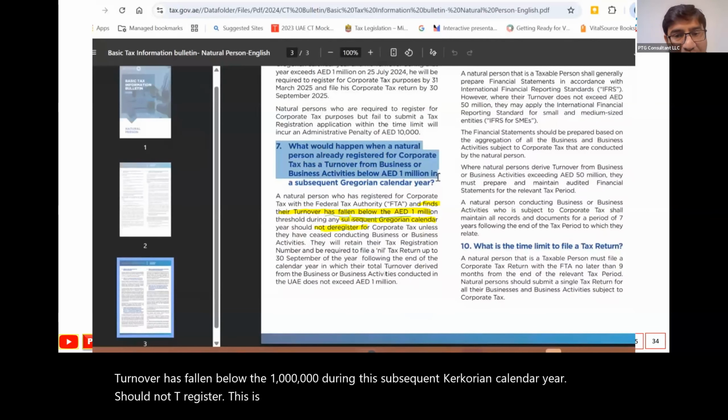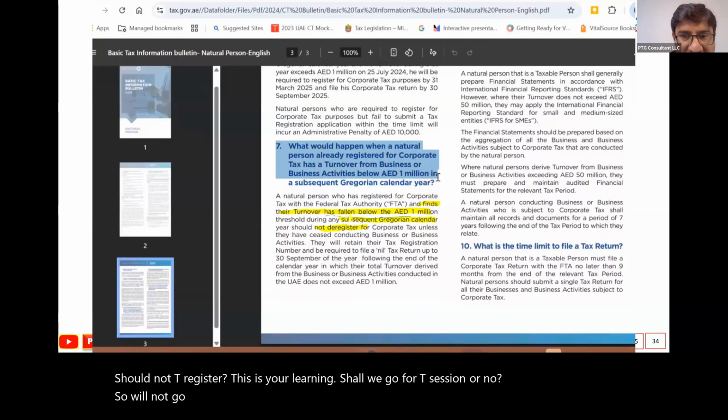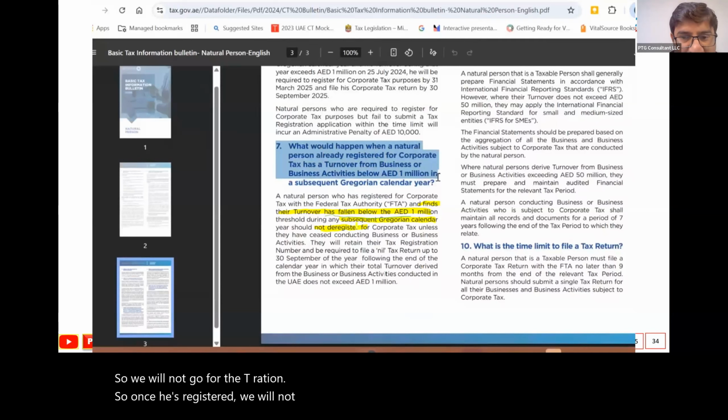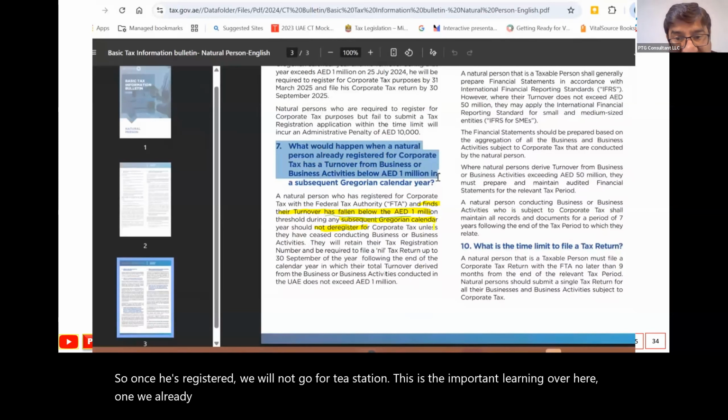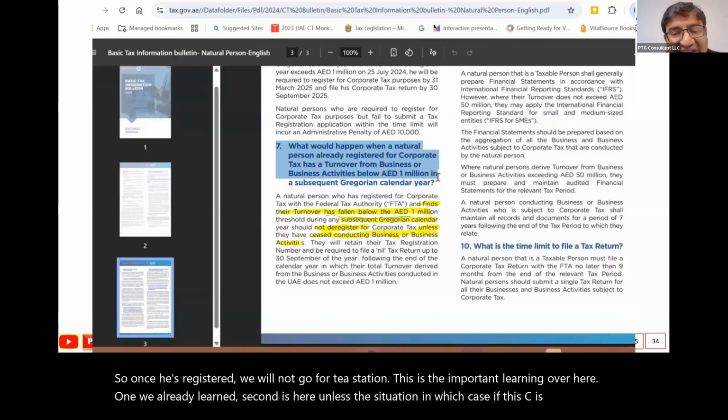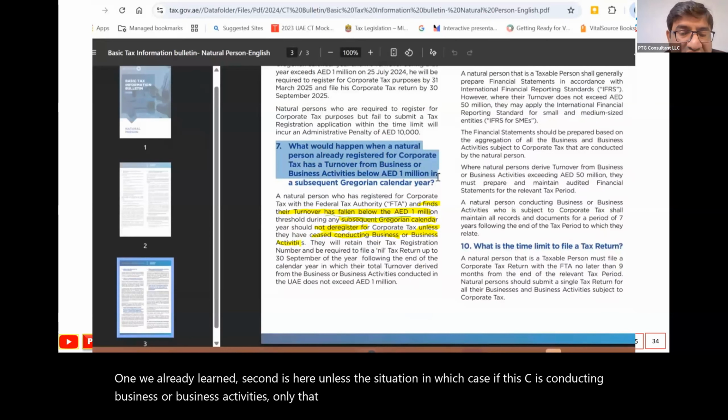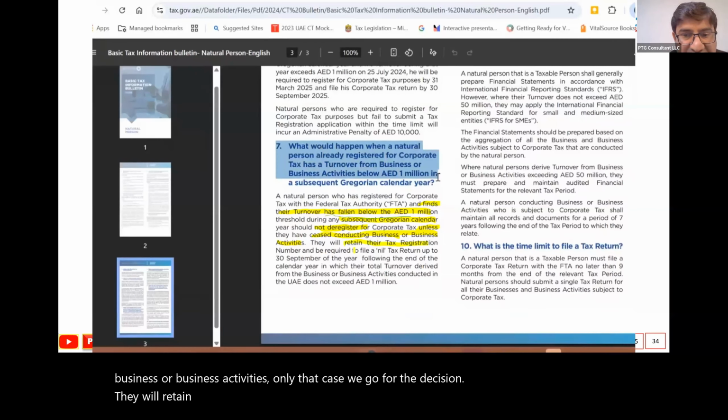Shall we go for deregistration or not? We will not go for deregistration. Once it's registered, we will not go for deregistration. This is the important learning over here. One we already learned, the second is here: unless deregistration, in which case they cease conducting business or business activities, only in that case do we go for deregistration. They will retain their tax registration number and will be required to file a nil return.